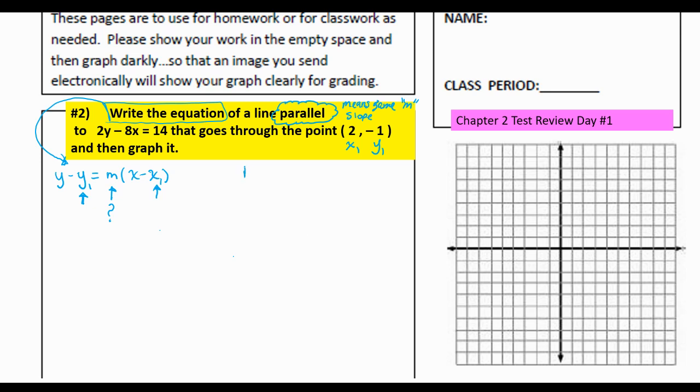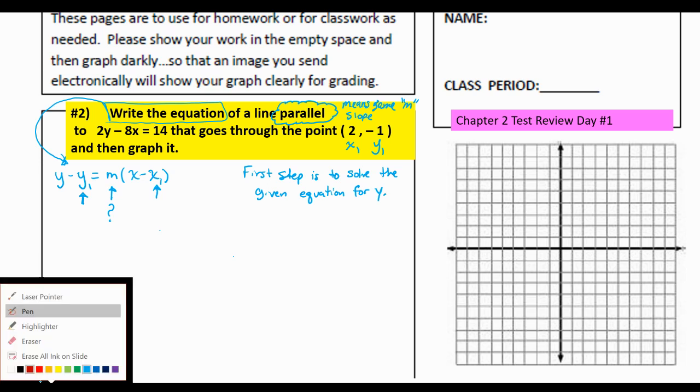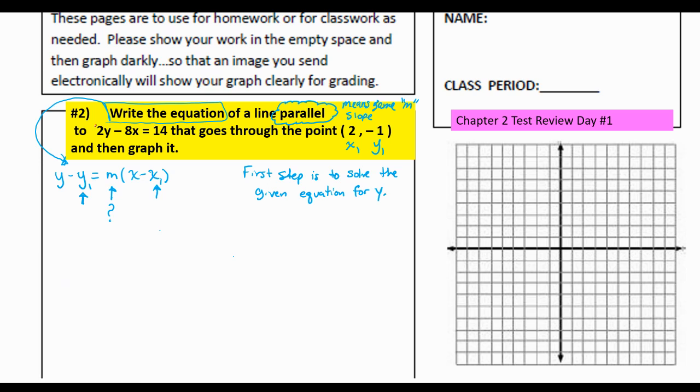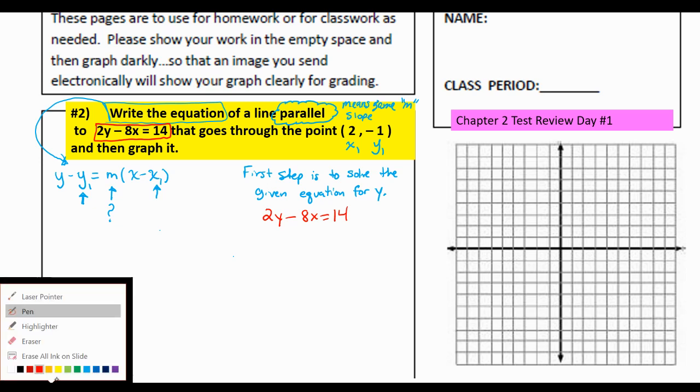So our first step is to solve the given equation for y. So here's our given equation. It's right here. The given equation is 2y minus 8x equals 14. And we have to solve that for y. And we've been doing that all along.